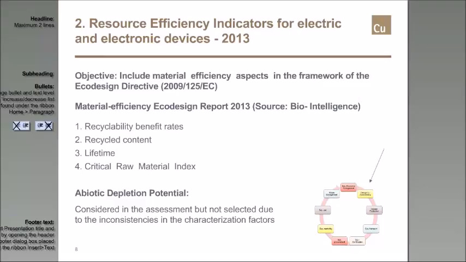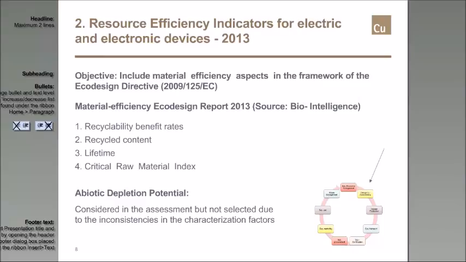So the report concluded four clear indicators. One is the recyclability benefit rate, quantifying or targeting the amount of material that can be recycled in the future. The second indicator is recycling content, quantifying the amount of material in the product that has already been recycled. The third indicator is regarding lifetime, and finally critical raw material indexes. So if we come back to the wheel of sustainable consumption and production, those four indicators clearly target the design for sustainability step.